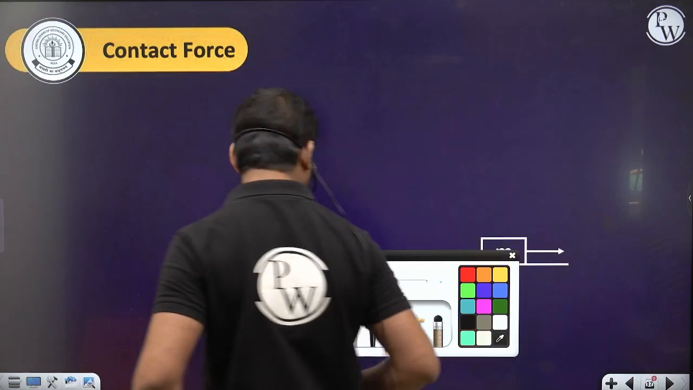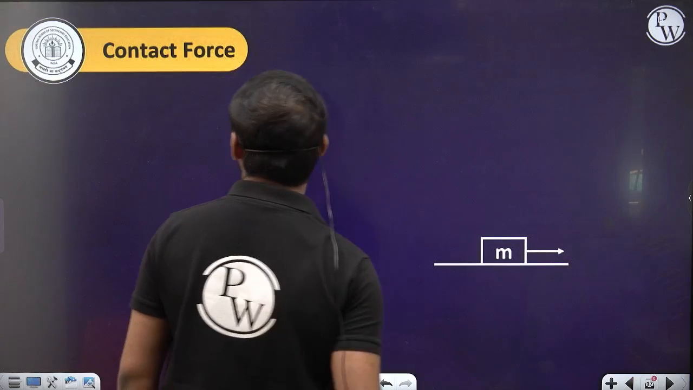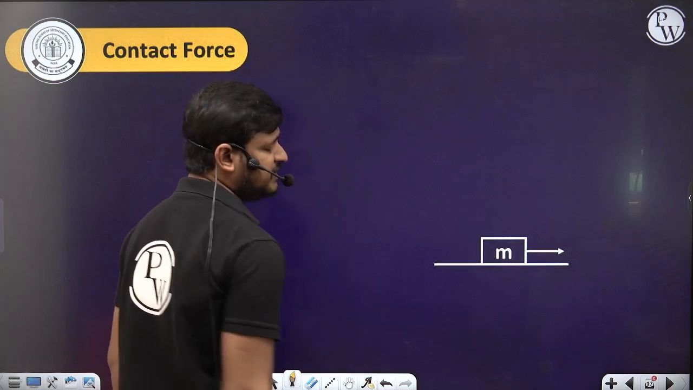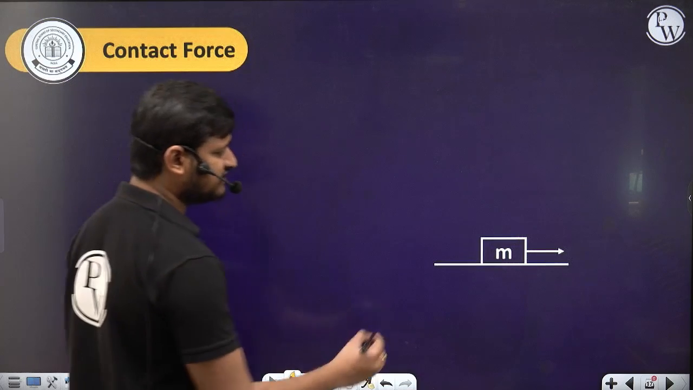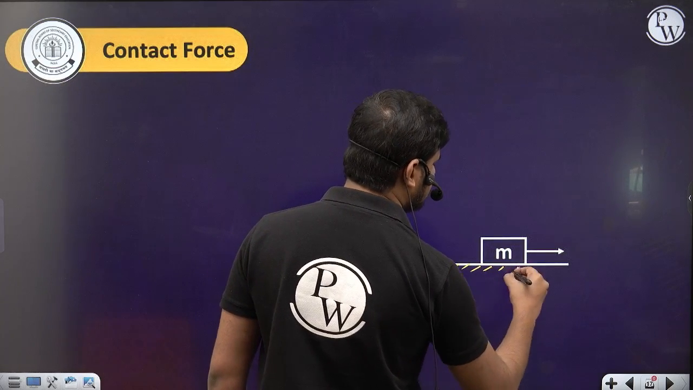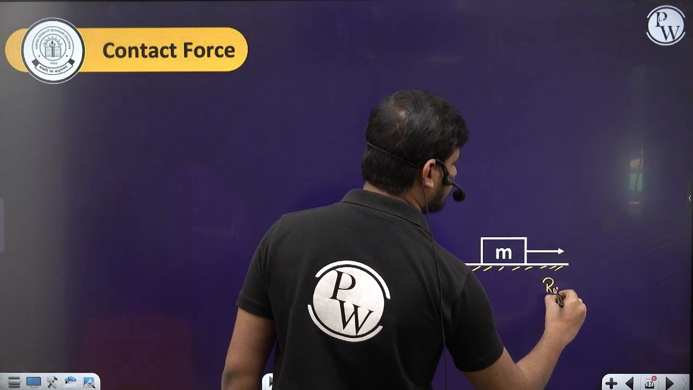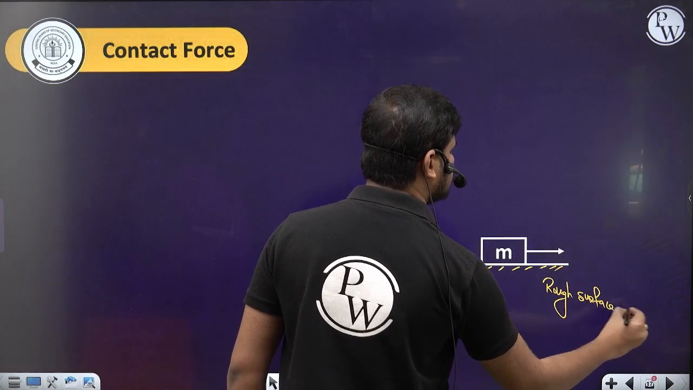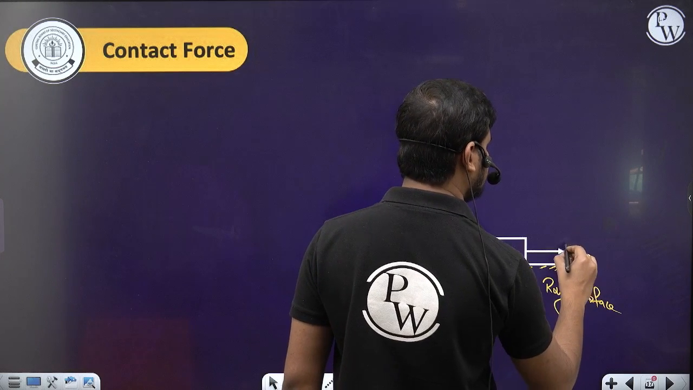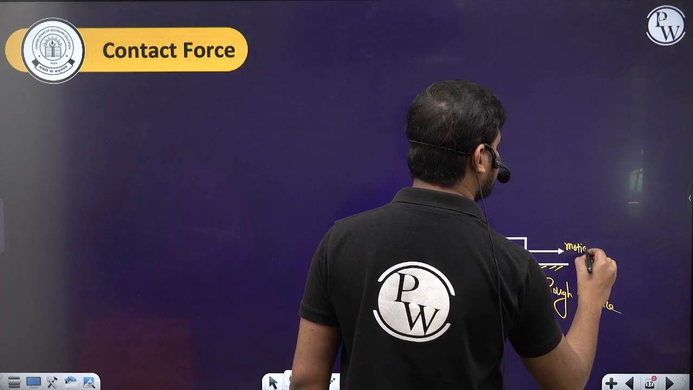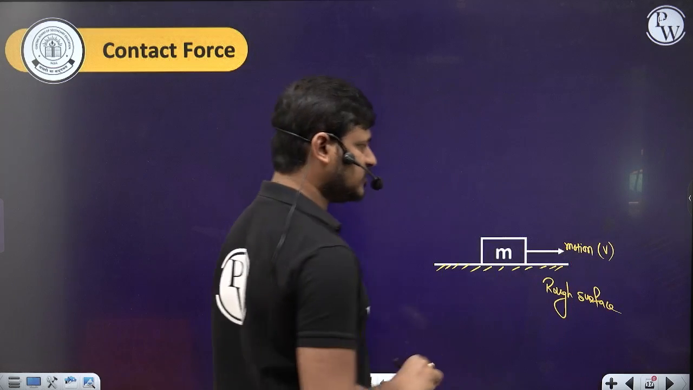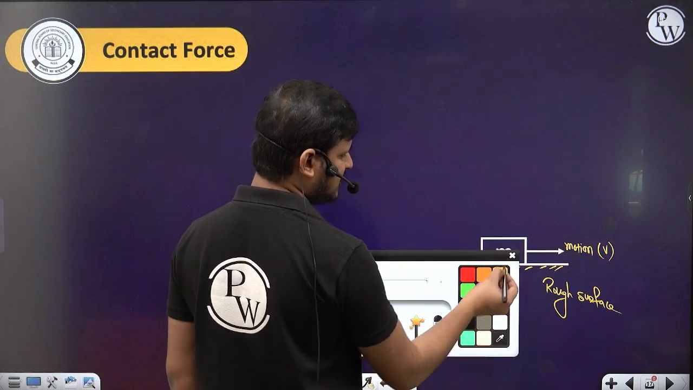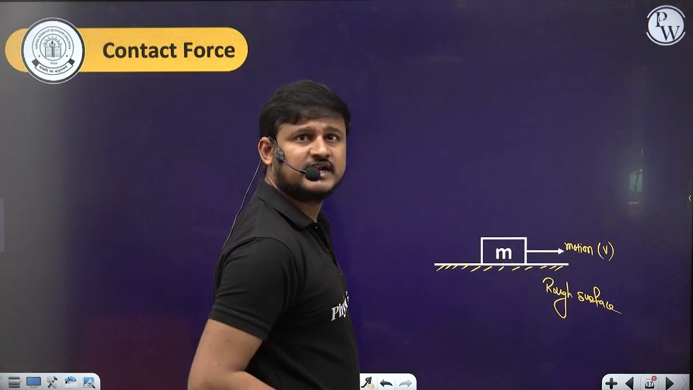So let's go for the next concept, that is the contact force. See, if an object is placed on a rough surface, consider this is a rough surface. Let's suppose the object is moving towards the right with some velocity v. So now what are all the forces acting on the body? Tell me the basic thing.